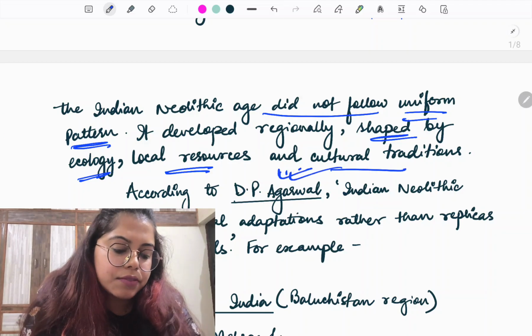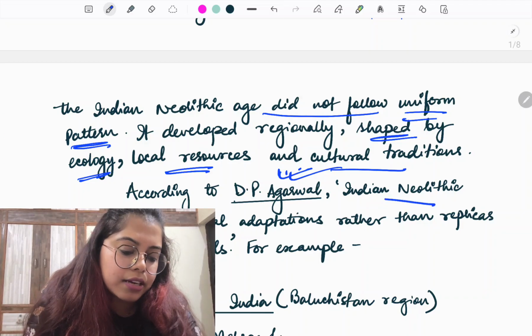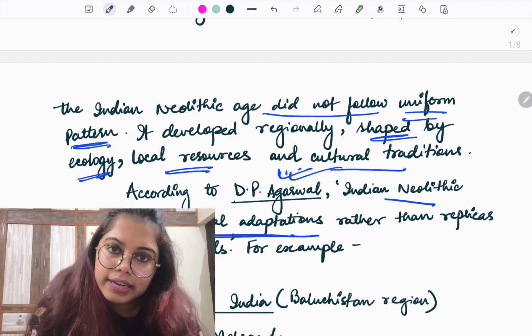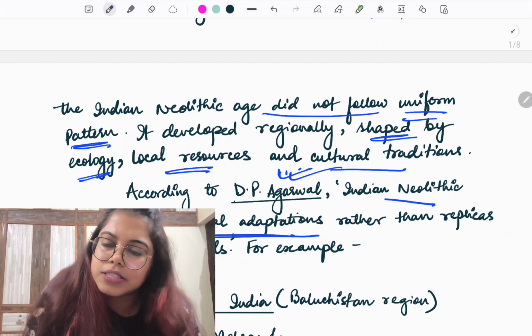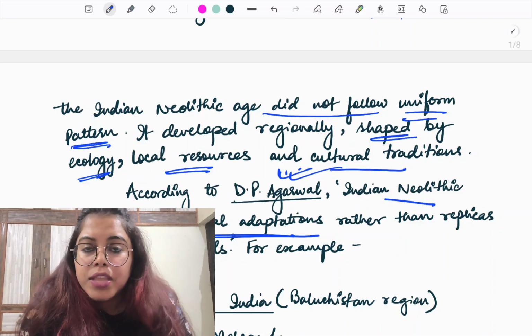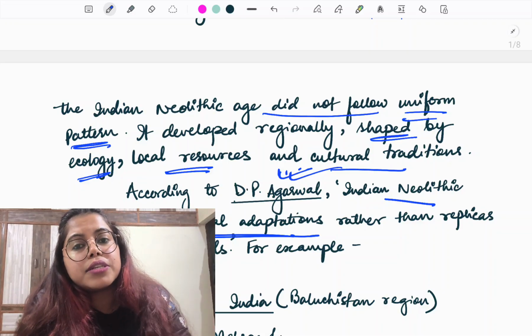And we substantiate with the view of D.P. Agarwal. He says that the Indian Neolithic cultures were ecological adaptations rather than replicas of West Asian models. Okay? So one of the perfect introductions that you can get. Now this introduction you can also do in a reverse order.